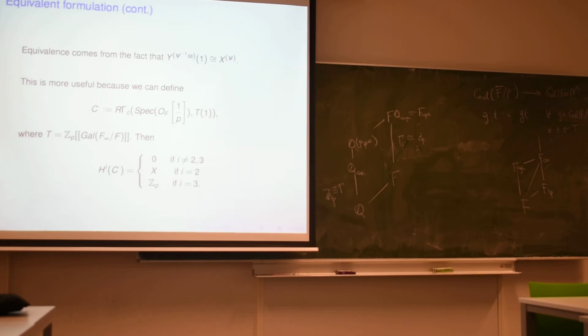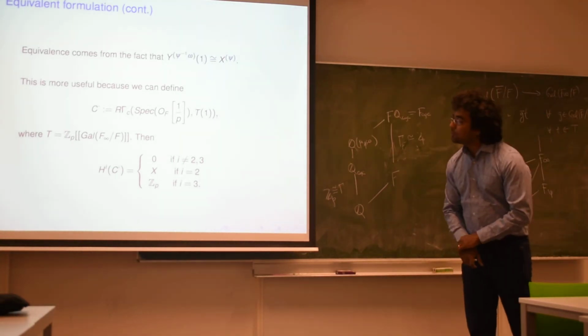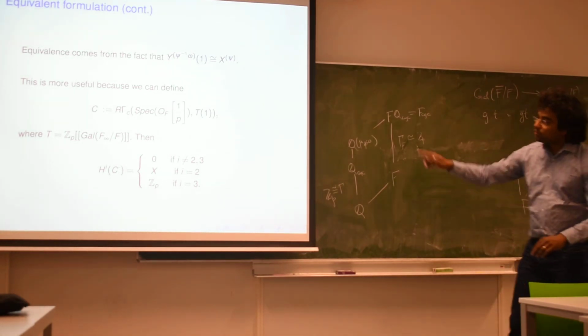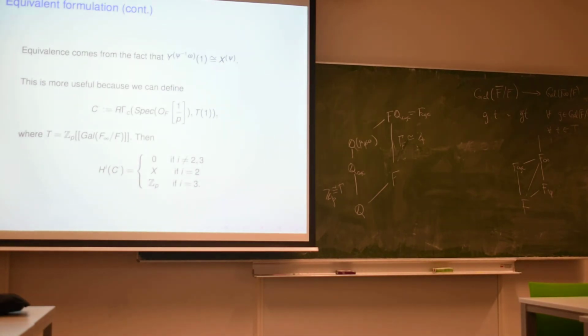So I can define this complex. This is this compact support cohomology complex. And then how is this related to whatever I have been saying up to now? If I compute its cohomology, then it's non-zero only in degrees 2 and 3, and in degree 2 it's precisely this X that I had before, and then there is this Zp in degree 3. This is again related to the fact that the p-adic zeta function should have a pole at s equal to 1, or at n equal to 0 in the normalization that I stated.